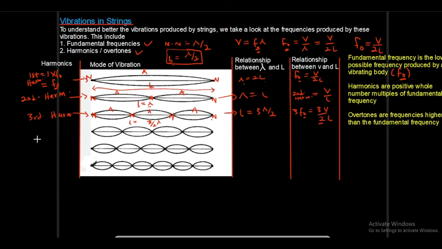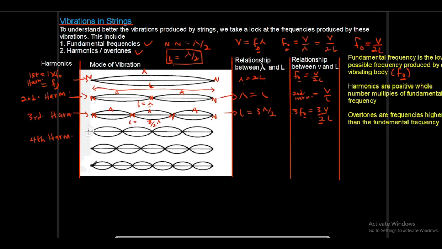All right, now for fourth harmonic, we are going to be considering 4 loops. This is 1, this is 2, this is 3, this is 4. This is what the mode of vibration for a string looks like. It's different from that of closed pipes and open pipes. So this is 4 loops for fourth harmonic. Fourth harmonic will have 4 loops, just like third harmonic had 3 loops, second 2 loops, first harmonic 1 loop, and so on and so forth.